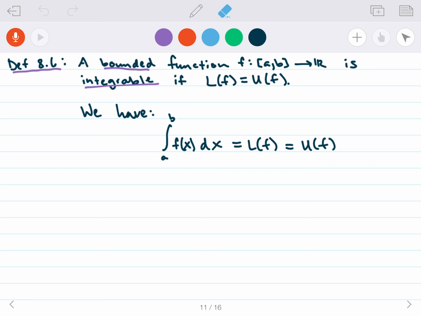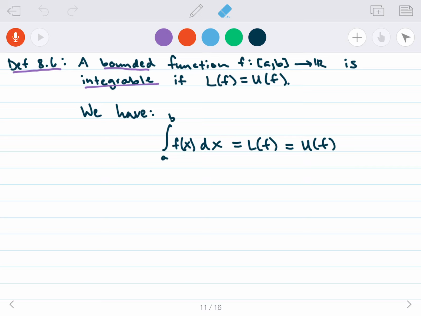Integrable. Okay, so here's our definition. A bounded function, again, we need that hypothesis, bounded. If, maybe on your homework, hint, hint, wink, wink, if you're listening to this video, if you have a function that's unbounded, it's automatically not integrable on that interval. We need boundedness to even consider a function being integrable.